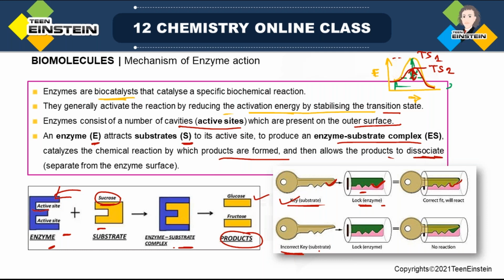Similarly, if you take the incorrect key, the shape is not matching. It is like a V shape, but here it is straight. So there will still be some gap. This is not fitting properly, so no reaction will be possible. With the correct fit, the reaction is possible. So this is the lock and key mechanism, which is nothing but a proper fitting mechanism, and that is actually the reason why enzymes are so specific in their reactions. Fine.